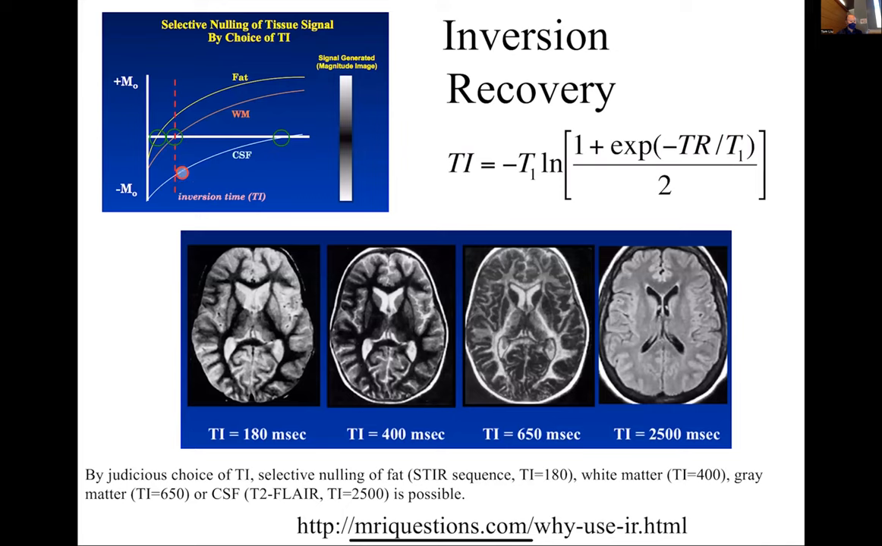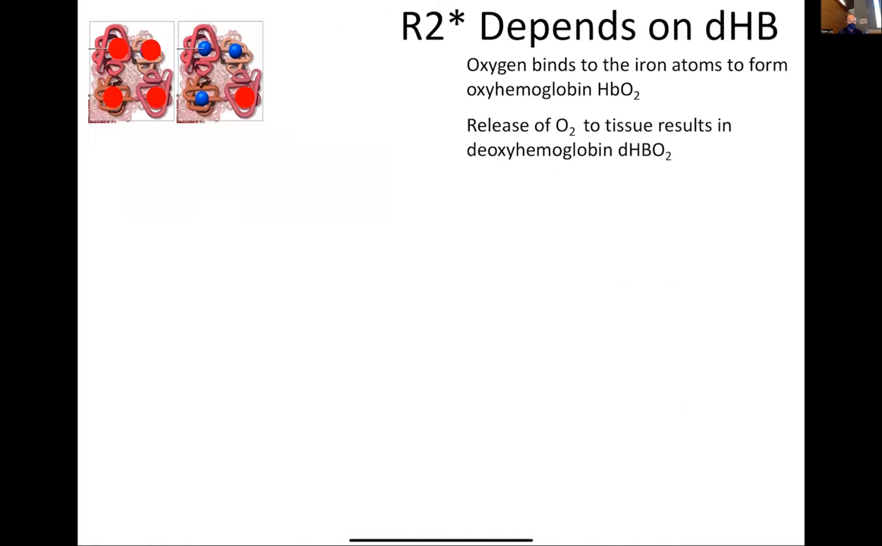And so as T1 recovers, at this point the magnetization is going through zero. And so if we excite at that time, we don't get anything from that tissue. So remember, that's a T1 effect. And just to remind you about functional MRI. So first of all, any questions about those image contrast questions?